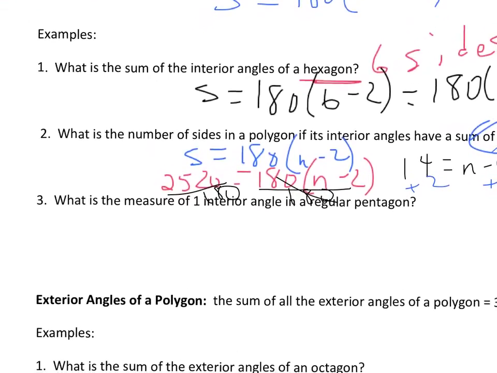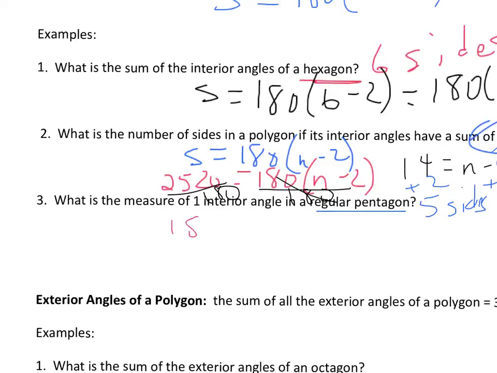Moving on to the next example. What is the measure of one interior angle in a regular pentagon? Now, key thing here is we have a regular pentagon. Remember, regular polygons have all sides and all angles equal. Pentagon, we're dealing with 5 sides here. So we're dealing with a 5-sided figure. And we want to find the measure of 1.